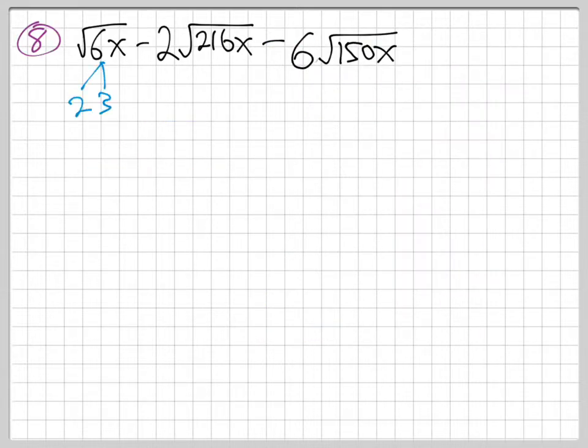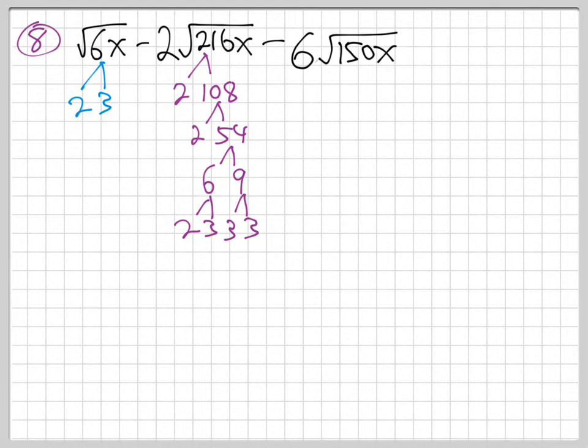So the 6 is just 2 times 3. That's not going anywhere, is it? There's not 2 of anything there. 216, 2 times 108, 2 times 54, 6 times 9, 2 times 3, 3 times 3. So we got 1, 2, 3 2s and 1, 2, 3 3s. Wait, I did that. How many 2s did you get? 3 2s and 3 3s.